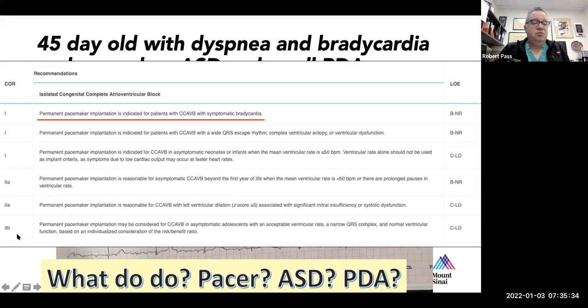And then a 2B indication is one where basically what the AHA is saying is, some people do this. We would not generally recommend this, but it is not malpractice or bad to do it necessarily, but we would not necessarily think it's a good idea. And so that would be permanent pacemaker implantation in congenital heart block in an asymptomatic adolescent with an unacceptable ventricular rate and narrow QRS and normal ventricular function, based on individualized consideration of risk-benefit ratio.